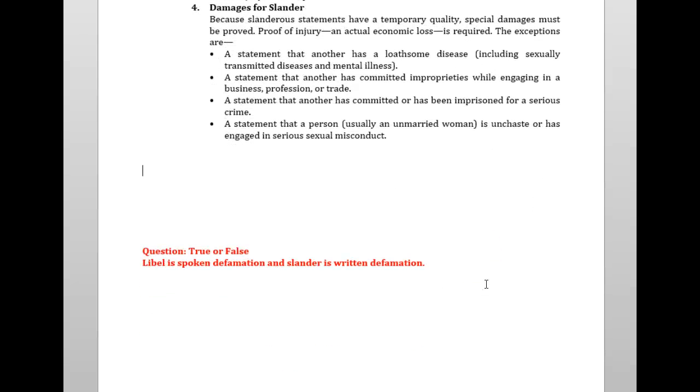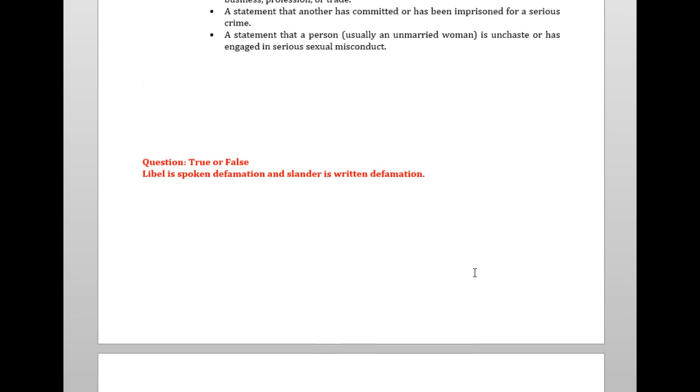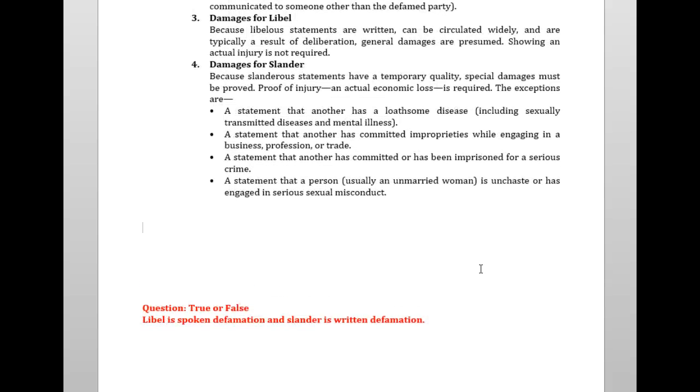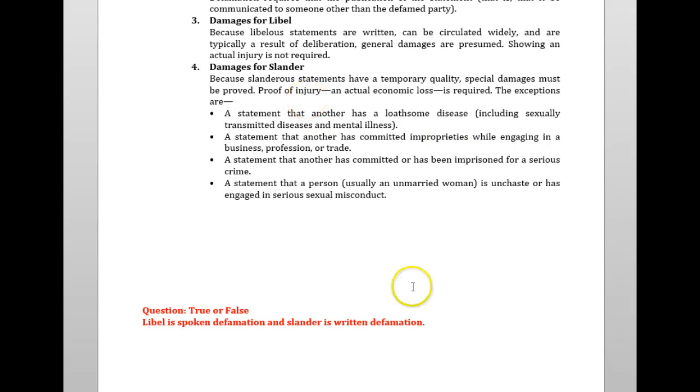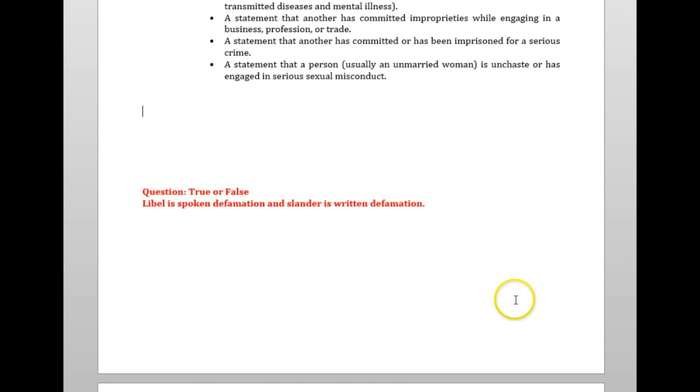Another question here. True or false? Libel is spoken defamation, and slander is written defamation. And remember, which of the two requires the most, shall we say, proof of injury? Which one requires the proof of injury, and why?